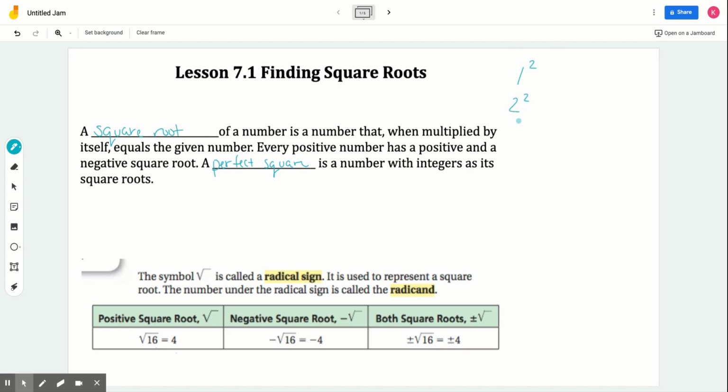So perfect squares are numbers that, when we multiply them by themselves, give us nice, easy numbers. And we should be memorizing at least the first 15 perfect squares. So I'm going to write these up here, and I want you to take a minute to try to fill them in.